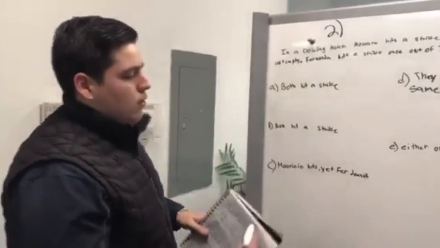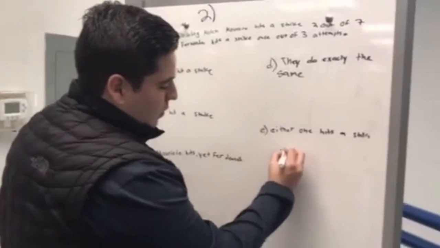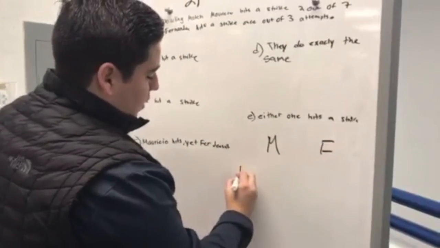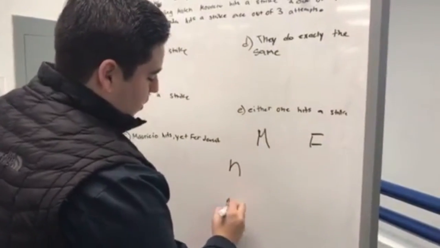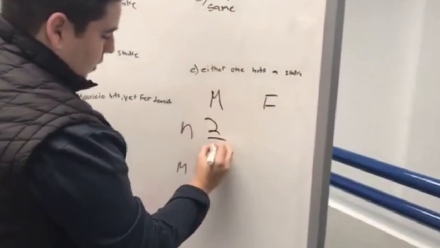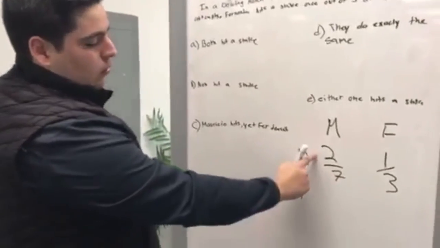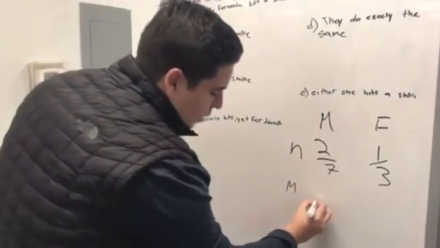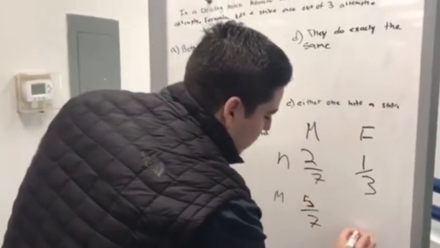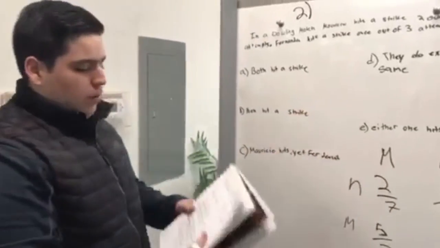So first of all, we need to do a table that will make it easier to visualize what's happening. So you put the M as Mauricio and F as Fernanda. They hit or they miss. So Mauricio hits a strike 2 out of 7, and Fernanda 1 out of 3. So now, if he hits 2 out of 7 attempts, he misses 5 out of 7, and Fernanda misses 2 out of 3. So with this, it will be easier to accomplish the questions.